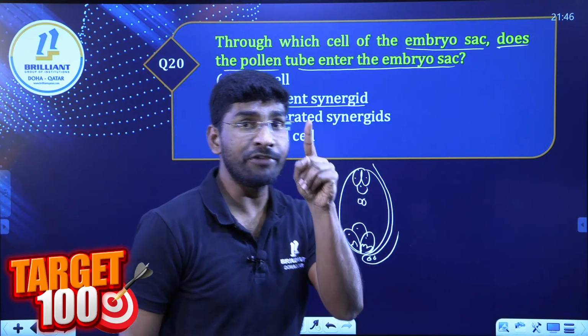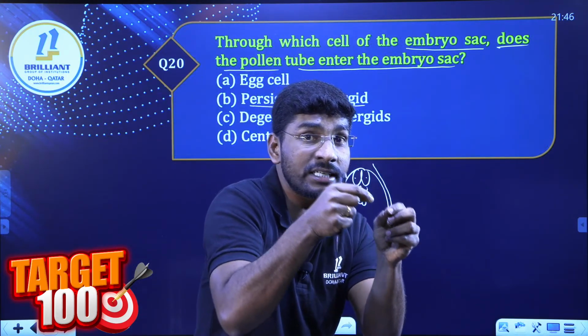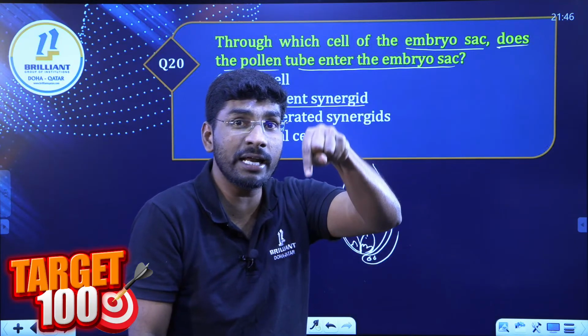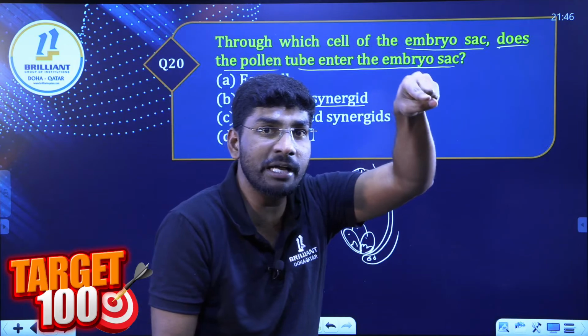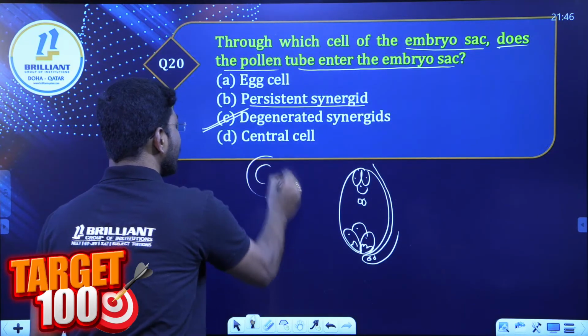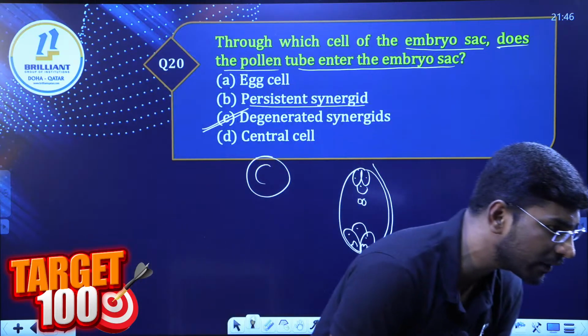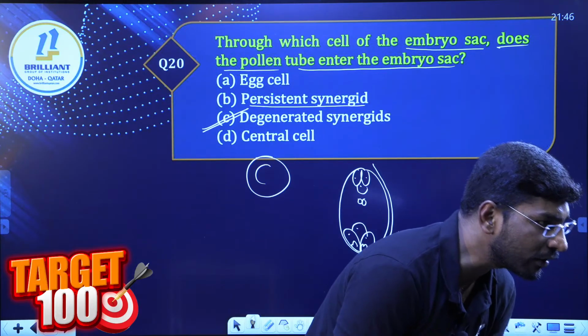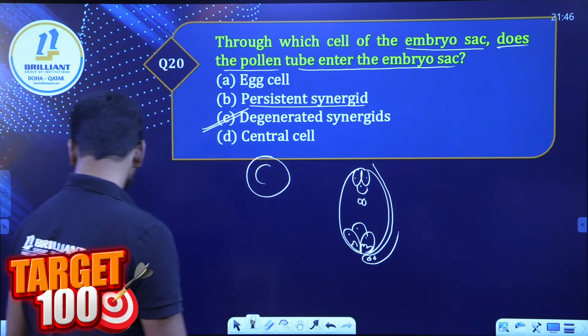Remember, first when it enters, that synergid will degenerate. The pollen tube will be guided through the degenerated synergid to where? The male gamete goes to the egg cell. So our answer is option C. Who gave the correct answer? Yes, Kaushik. Next, who is this? Parker. Good. Kaushik Ram, Raina, nice. Question number 21.